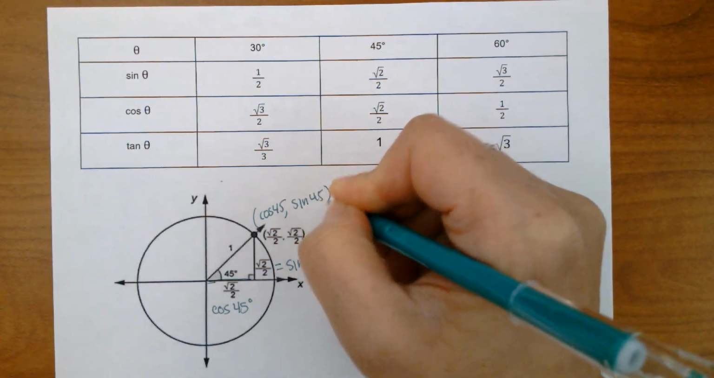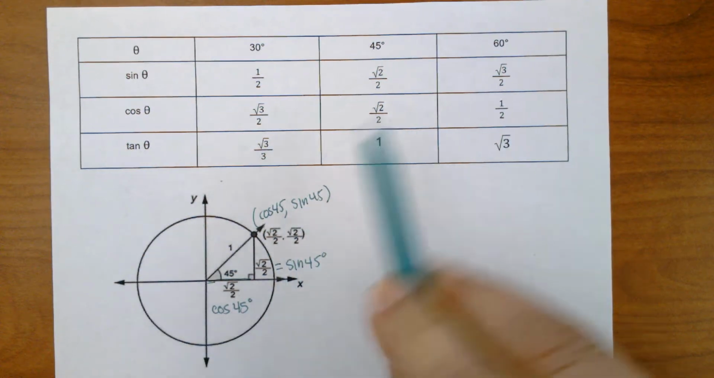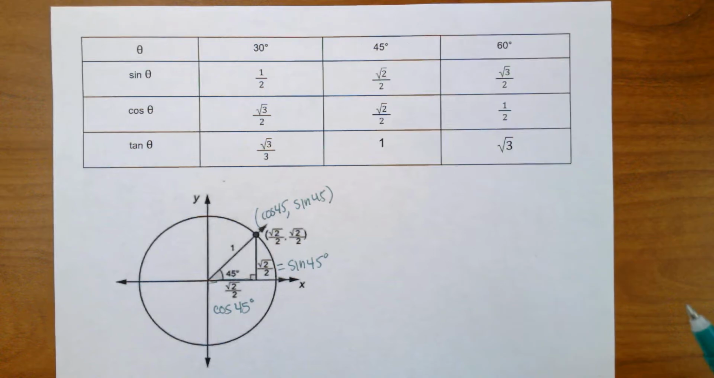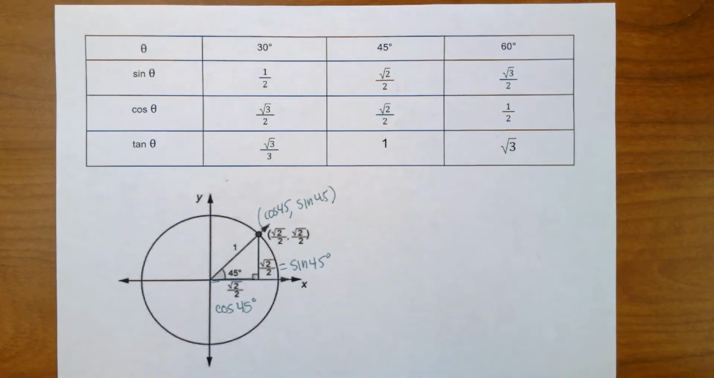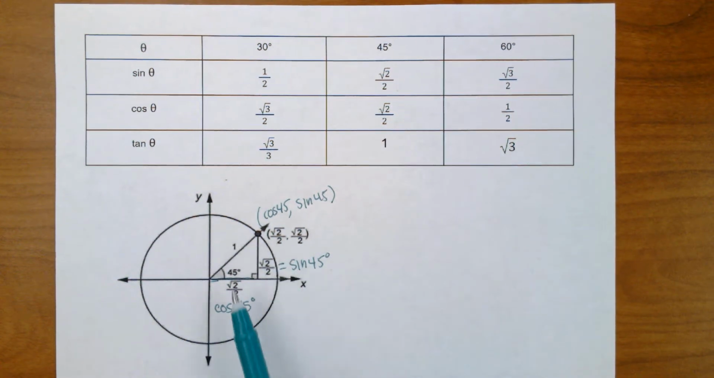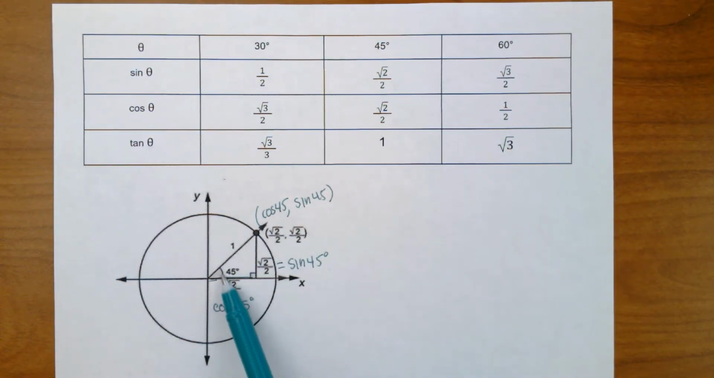Sine of 45 degrees comes out to be the square root of 2 over 2. These are the same for 45, which makes it really nice to remember that they are the same answer for the sine and cosine of 45 degrees. Okay, so that's the coordinates for a 45 degree angle.